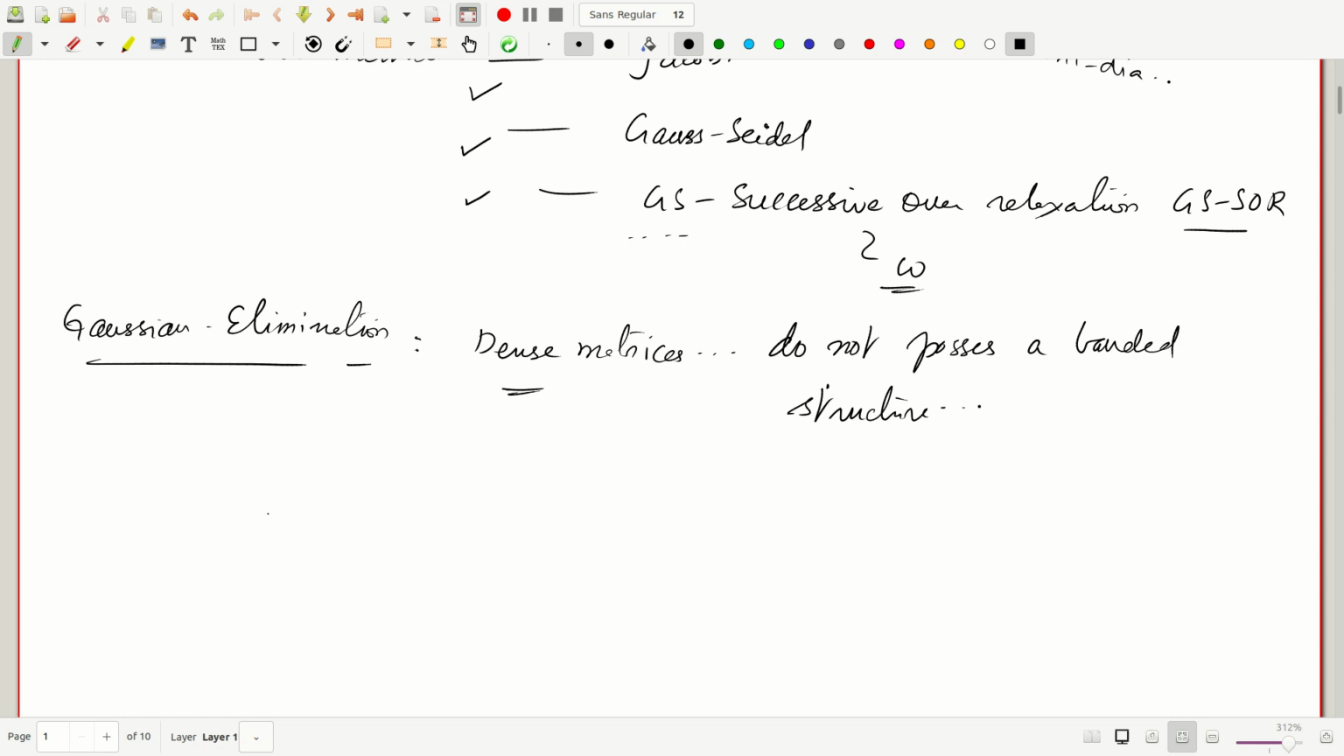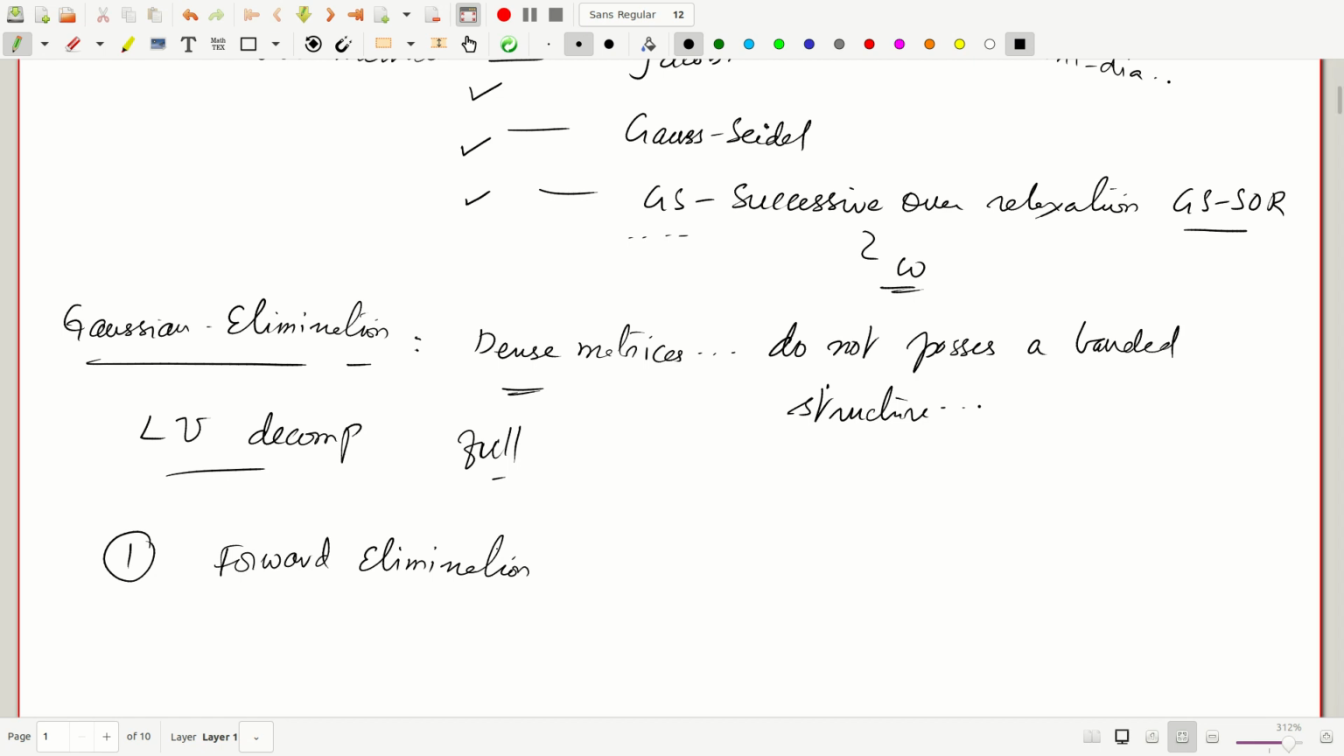And of course we know that a variation of Gaussian elimination is LU decomposition, and this is now the full LU decomposition, unlike the tridiagonal system LU decomposition we have seen in the context of triangularization of the matrices. In Gaussian elimination there are two steps. The first step is forward elimination, and the second step is backward substitution.